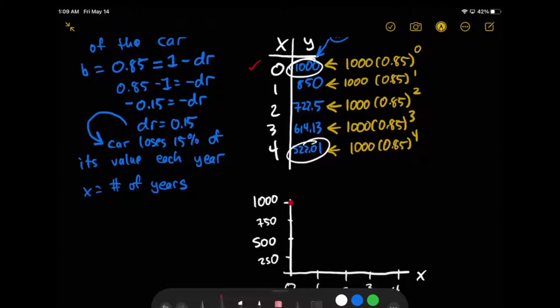So that's going to be somewhere around here. Yeah, somewhere around there. When x is 2, y is 722. So that's going to be somewhere around here. When x is equal to 3, y is 614. So somewhere around here. When x is 4, y is 522. And that's going to be right around there. And now we can go ahead and connect our dots.